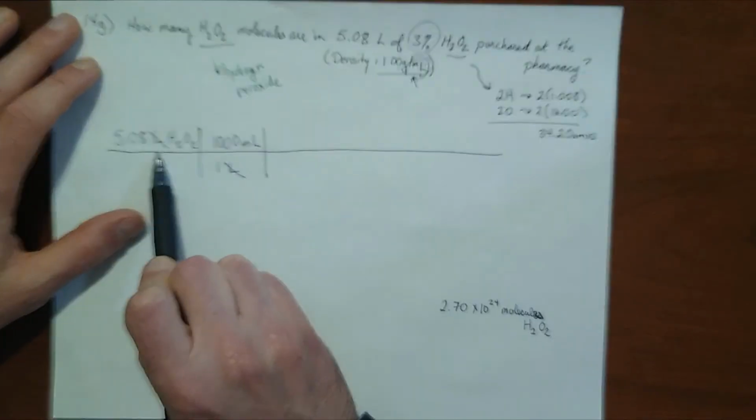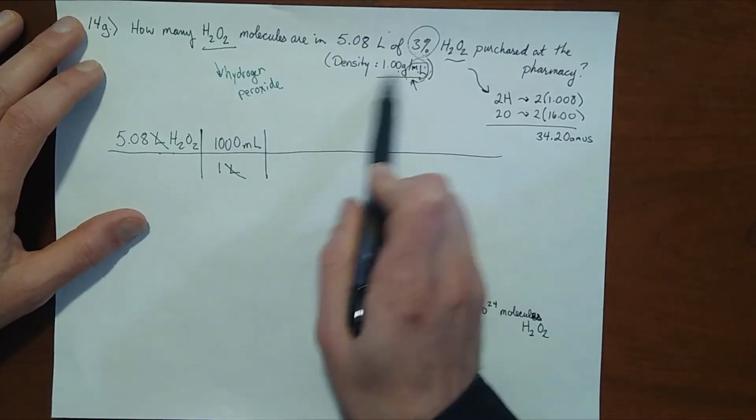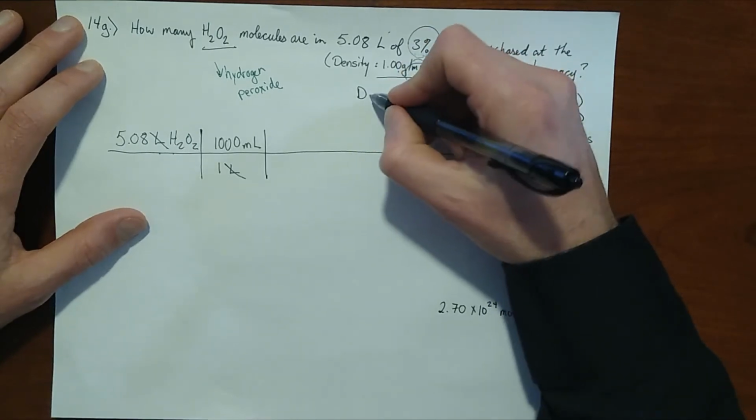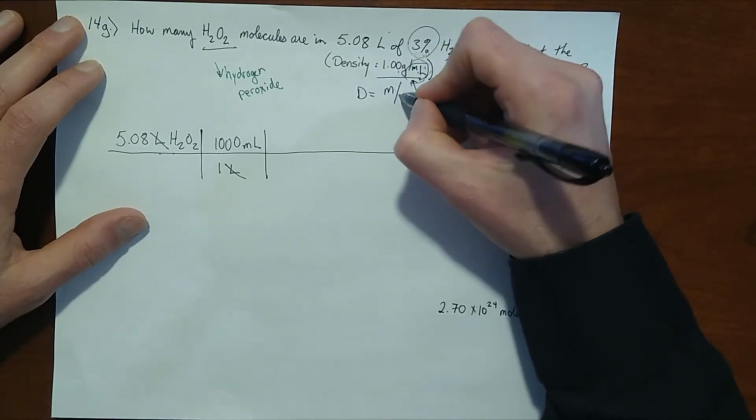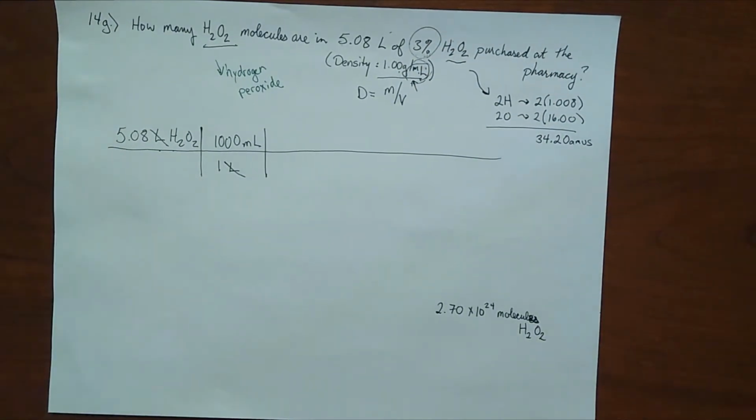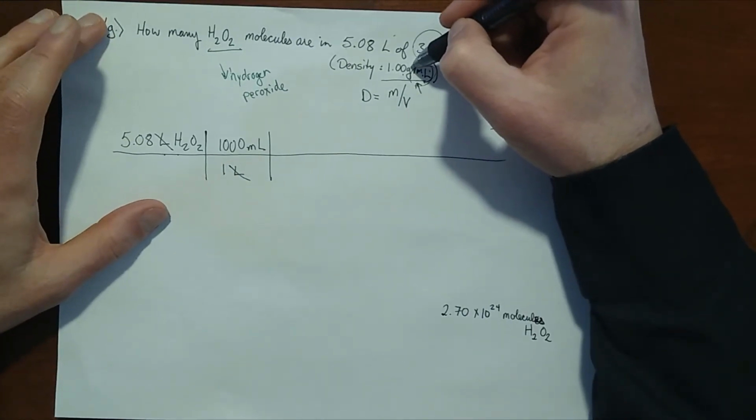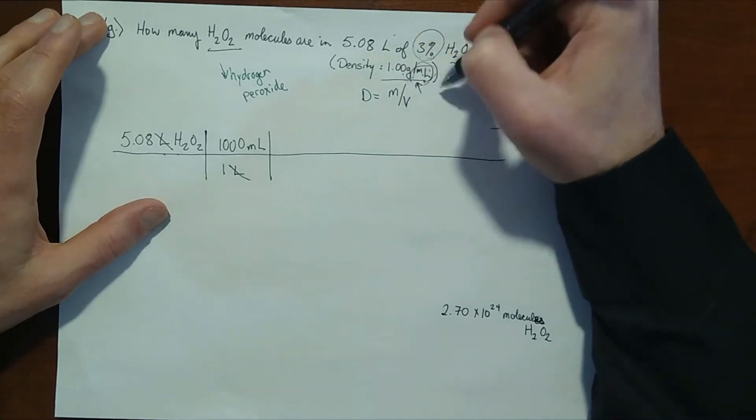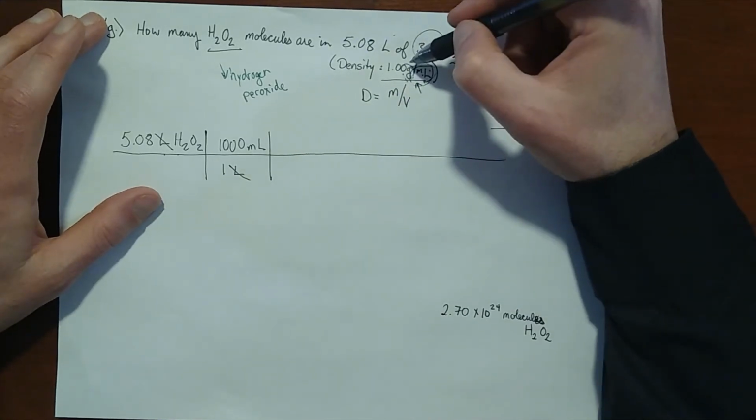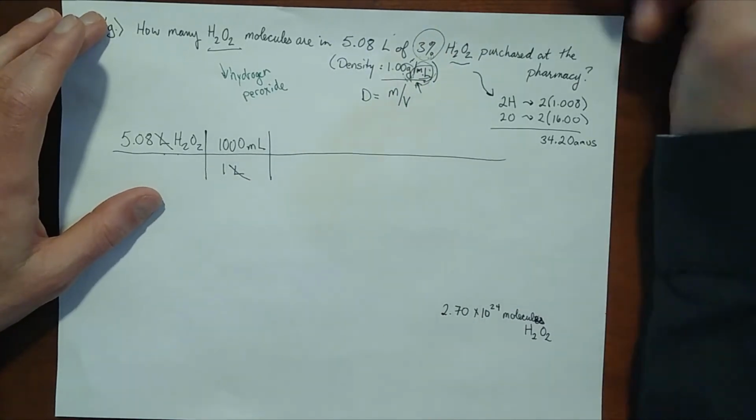Okay, and then we can change this into a mass using this density. Remember, density is mass per volume. It's mass over volume, and that's exactly what we have here in terms of the units. So we have a mass unit; this is just a conversion factor, in fact, a density. We have a certain amount of mass per a certain amount of volume.